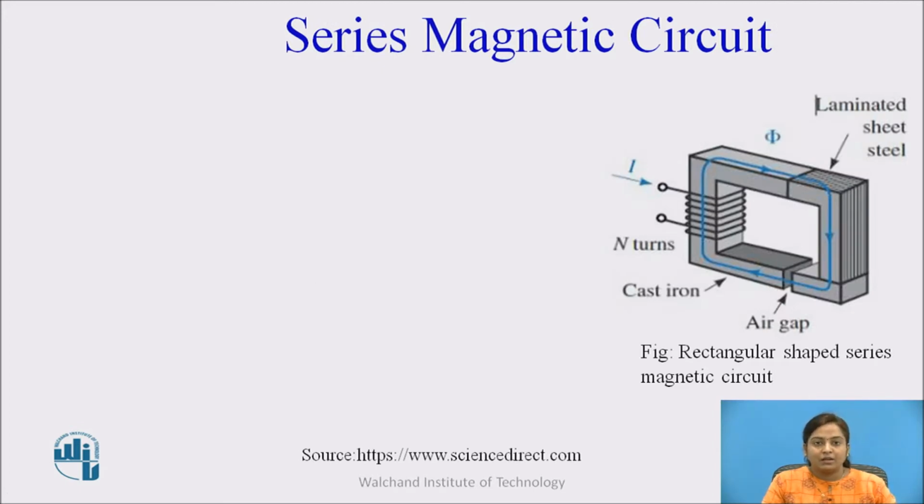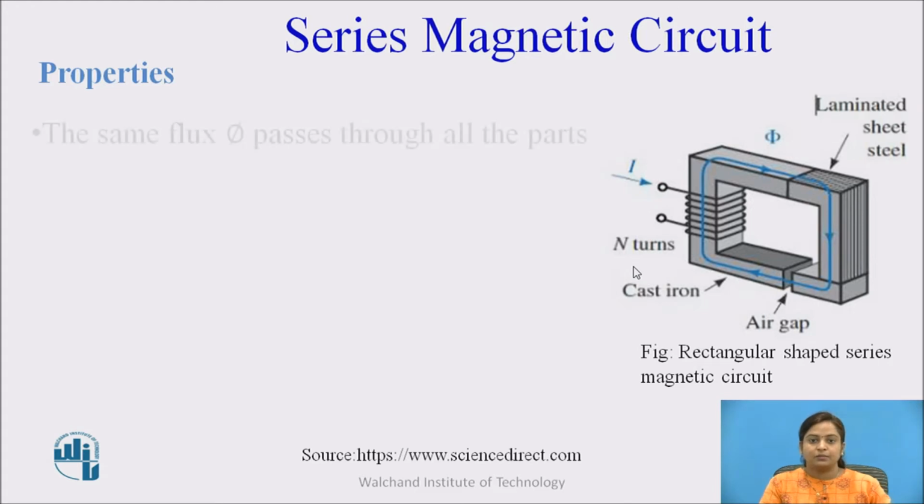The series magnetic circuit is the magnetic circuit which consists of a number of parts of different dimension, different material, carrying same flux. Okay, so if the number of parts are connected and if those parts carry same flux, then that type of magnetic circuit is called as series magnetic circuit. Okay, so we will see the properties of series magnetic circuit.